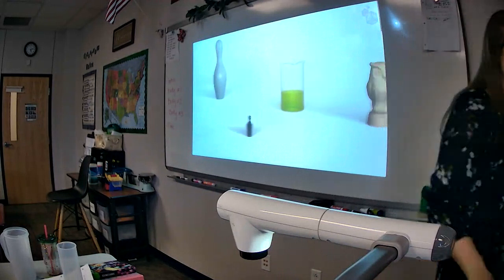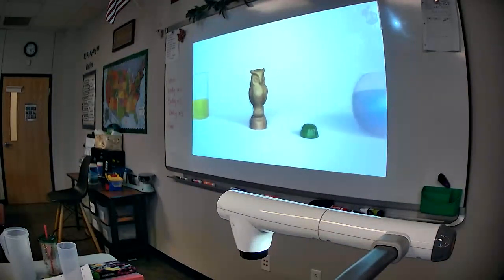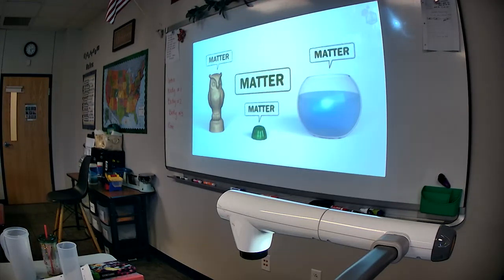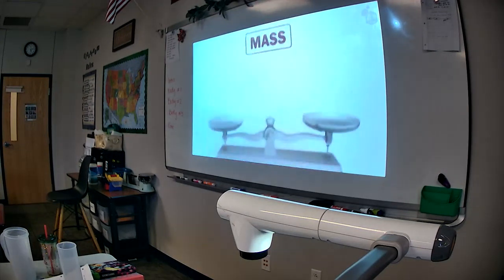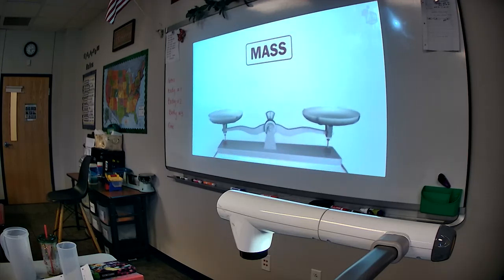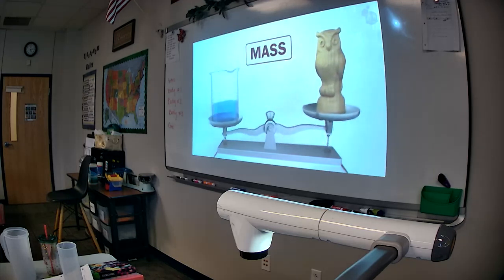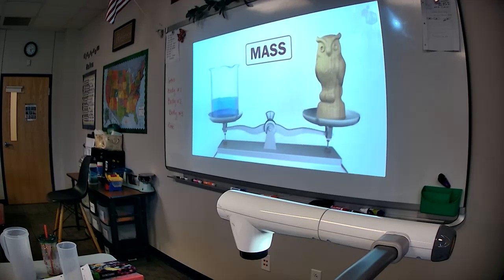All objects around us have two things in common. They have mass and volume. Everything that has mass and volume is matter. The mass of an object is a measurement of the amount of matter it contains. The greater the matter of an object, the greater its mass. Mass is measured in kilograms or its derived units.